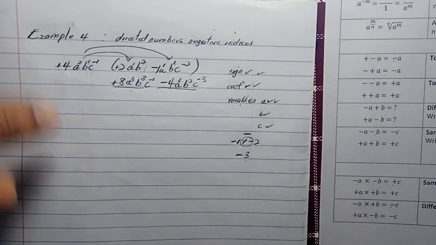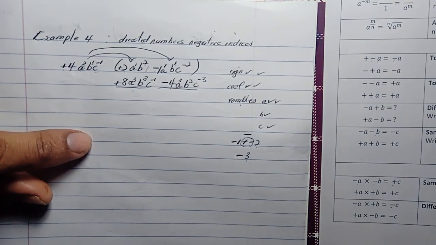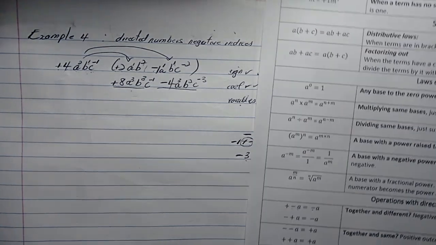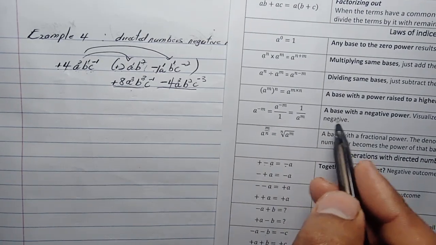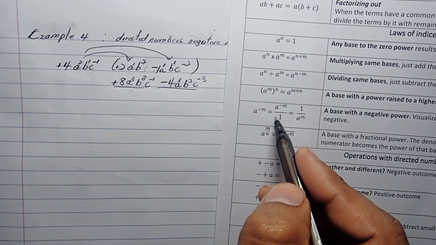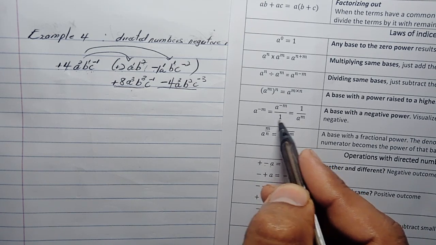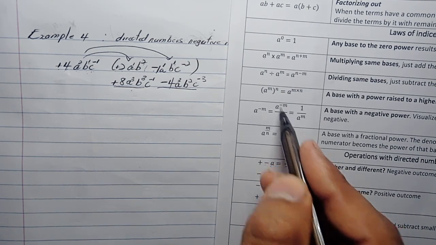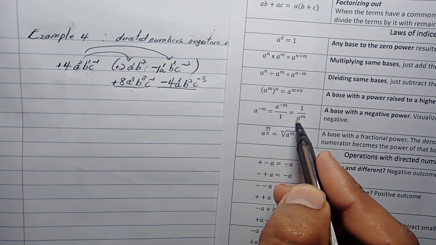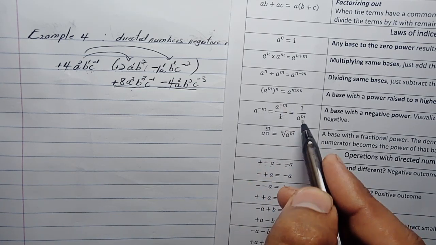Fantastic. So we have negative indices here. We just have to convert these negative indices to positive indices. Let's consult our handout again. When we have negative indices, what happens? A base with a negative power, a to the minus m. First of all, we imagine that a to the minus m is over 1. And then you flip it over. 1 goes to the top, and a to the m goes to the bottom. You leave out the negative. So a to the minus m is 1 over a to the m.